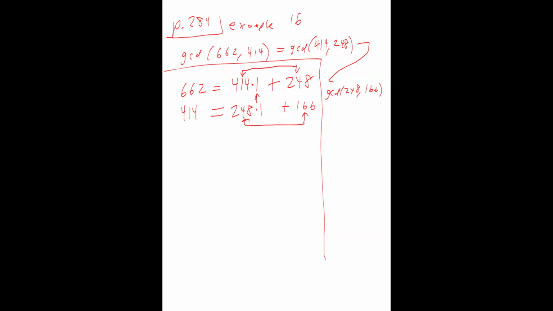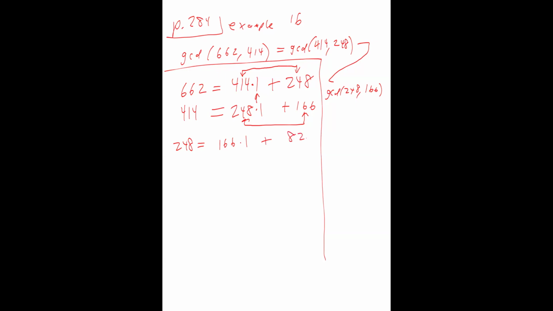So now we're going to break down the bigger number, 248, and divide it by the smaller number, which is 166. So how many times does 166 go into 248? Once. So 248 is equal to a division of 166 times 1. So what's 248 minus 166 to get the remainder? 82, okay. So 248 minus 166 is 82. So the remainder is 82.